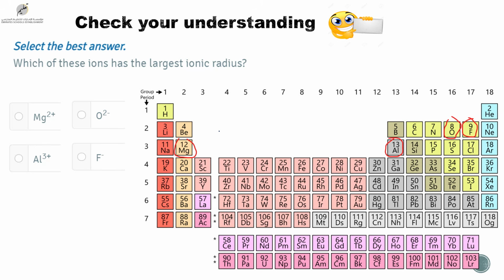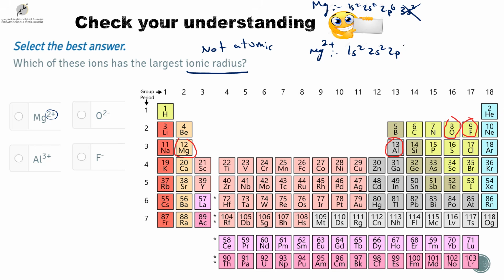Okay, so this is not an easy question. You might think that Mg will have the biggest, right? But we are talking about ionic, not atomic radius. So if we look at Mg, Mg plus 2, the electron notation for Mg is actually 1s2, 2s2, 2p6, 3s2, right? 12 electrons. Now Mg plus 2, what does that mean? It means it lost 2 electrons. So Mg plus 2 is 1s2, 2s2, 2p6.